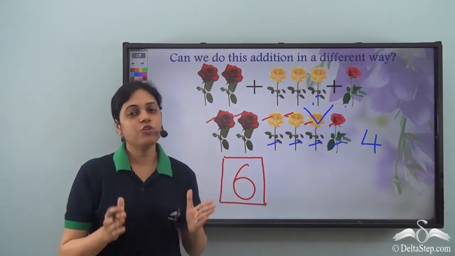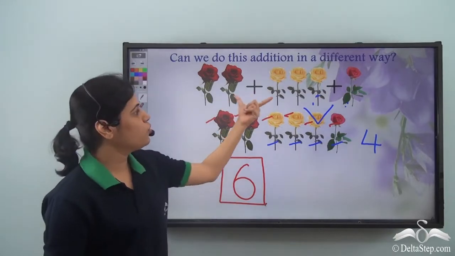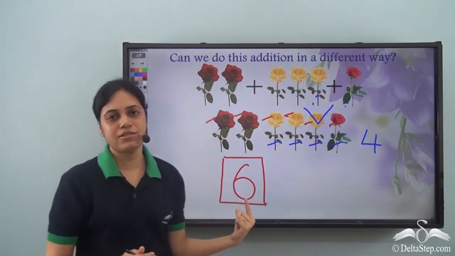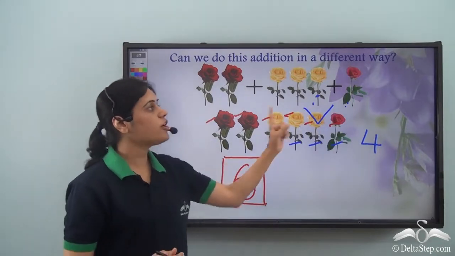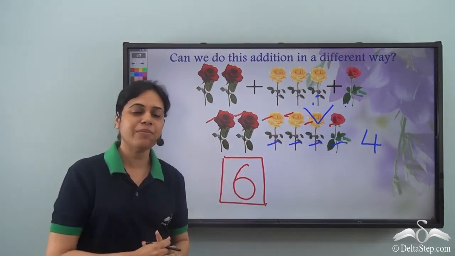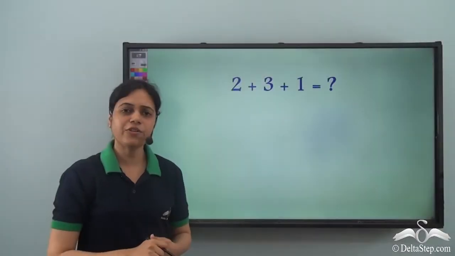So whenever you need to add 3 things, you first need to add 2 things together and then add the third thing to the answer. And it does not matter which 2 things you are adding first. You can add them in any manner. You'll get the same answer. So can you add them?